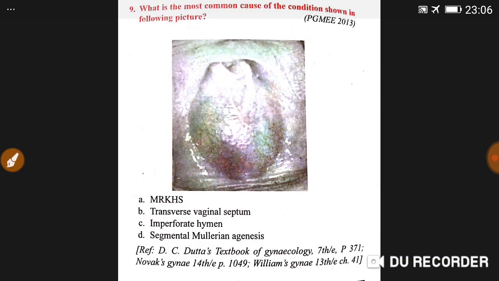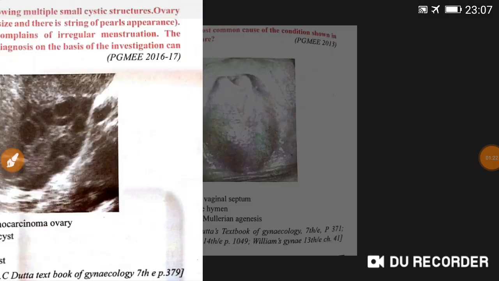Please remember this, guys. Now, the most common cause of the condition shown in the following picture is imperforate hymen. Okay, remember this is imperforate hymen. I hope it's clear for you now.